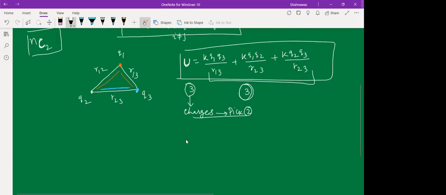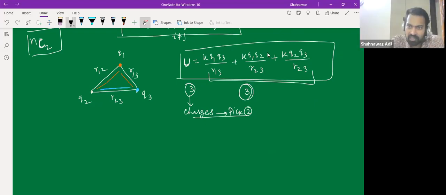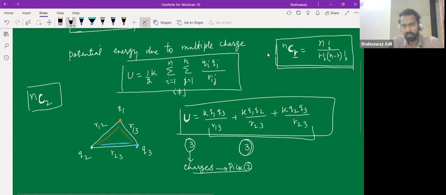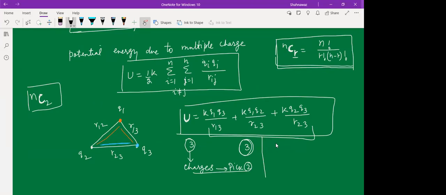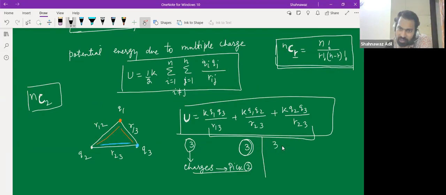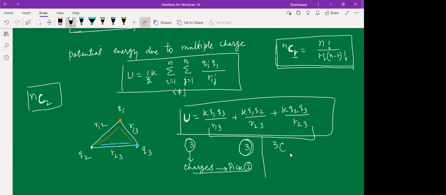How many possibilities? So can you scroll up? I have three charges and I want to pick two charges for interaction, which means I want to pick two charges. So what would be the possibility? N is how much? N is 3, and R is how much? 2. So 3C2 possibilities, right?